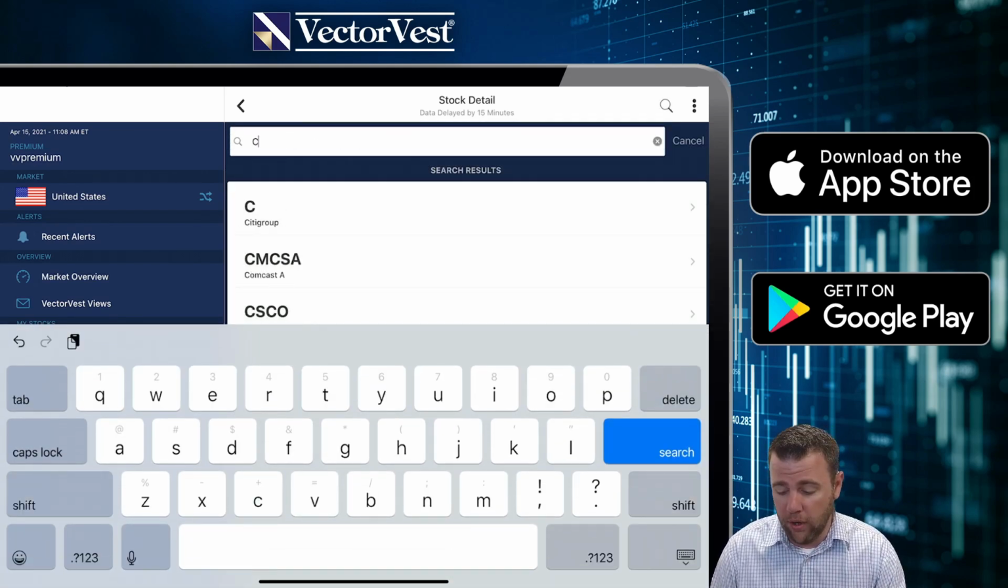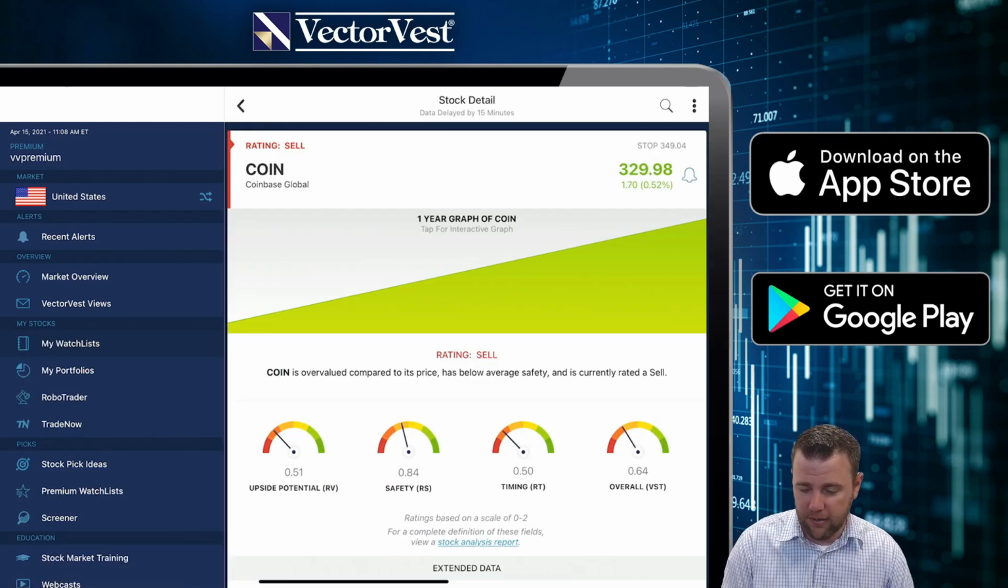Let's see, Coin. All right, we'll take a look at Coinbase, here we go. So Coin, a lot of risk, poor fundamentals, and a steady decline because it's only had a day and a half of trading. Overall, not favorable.